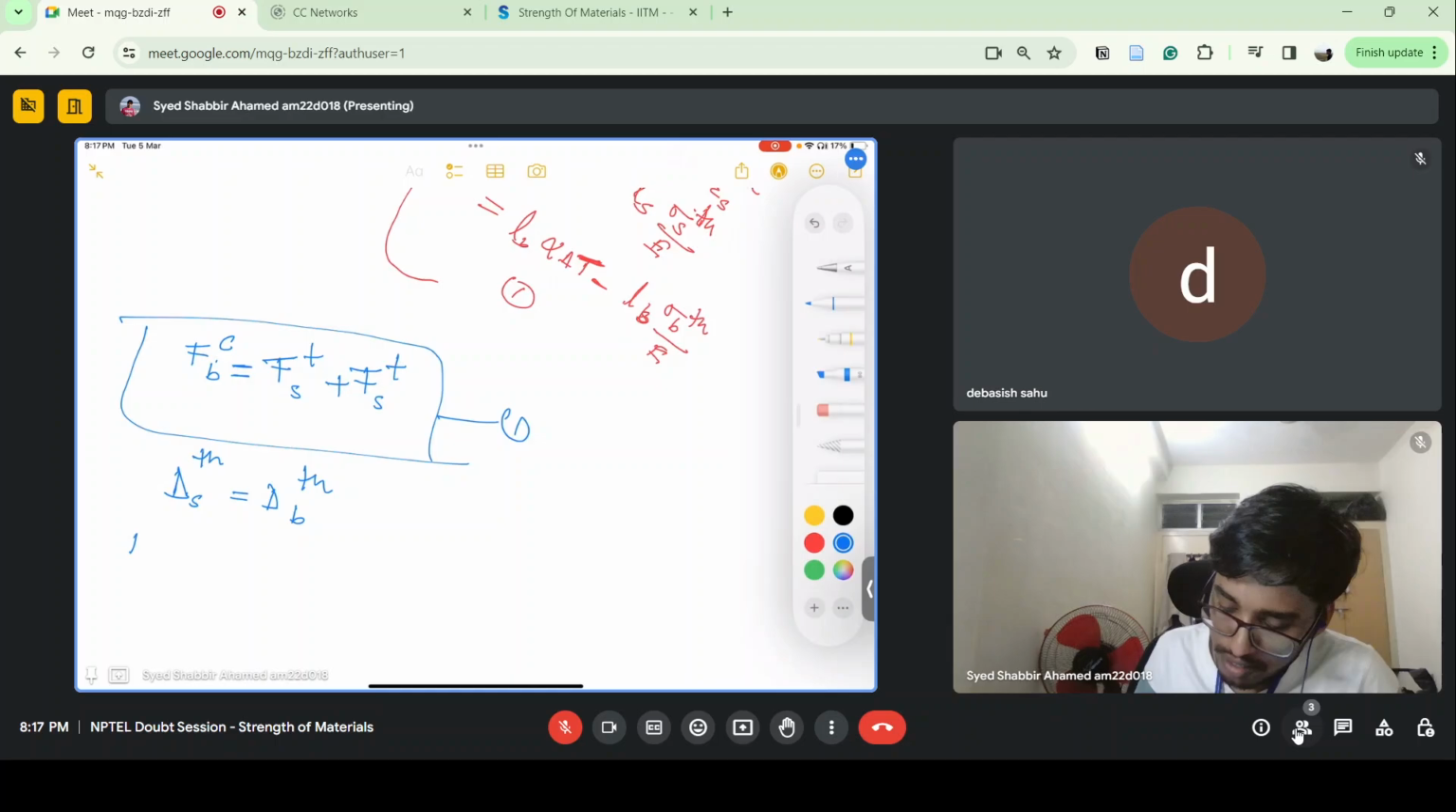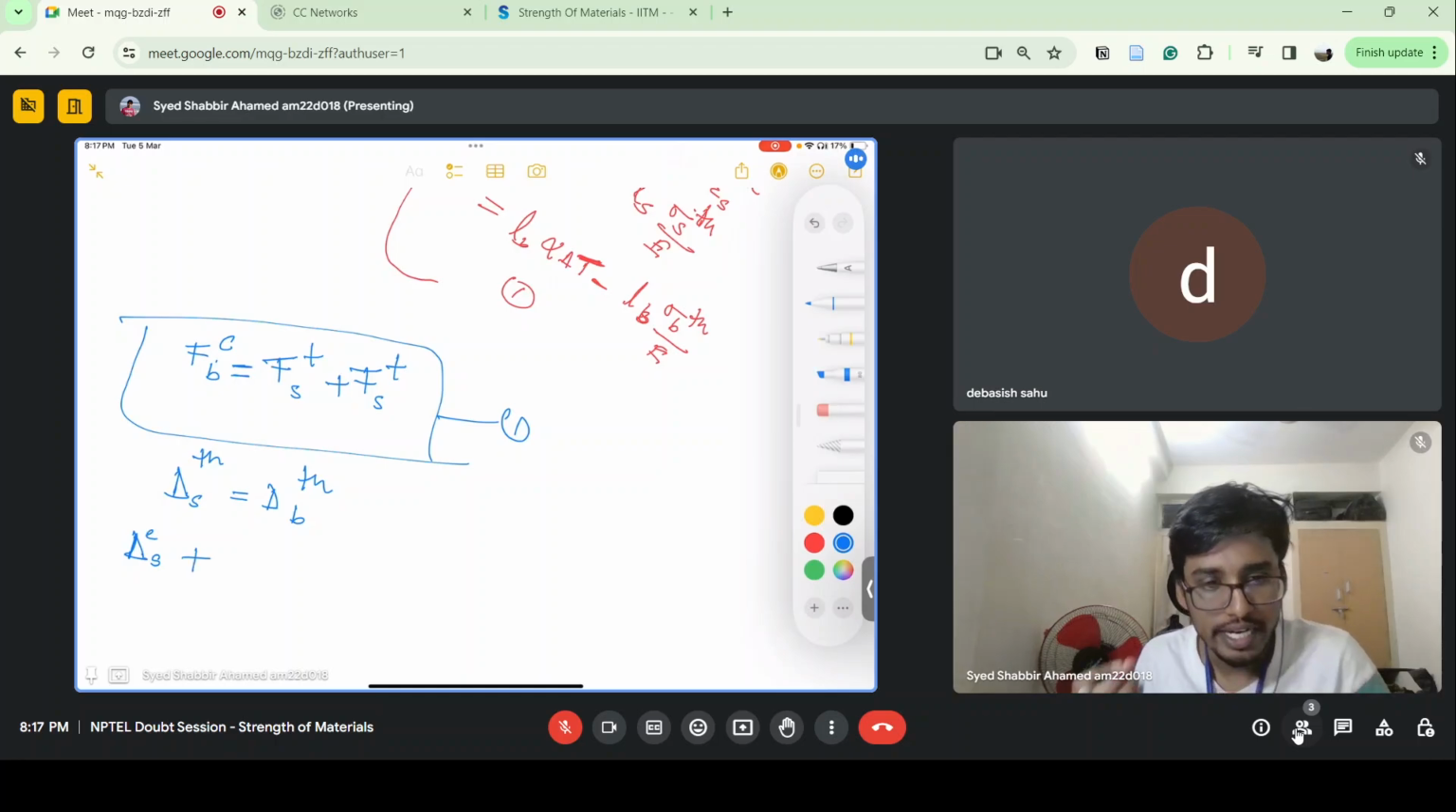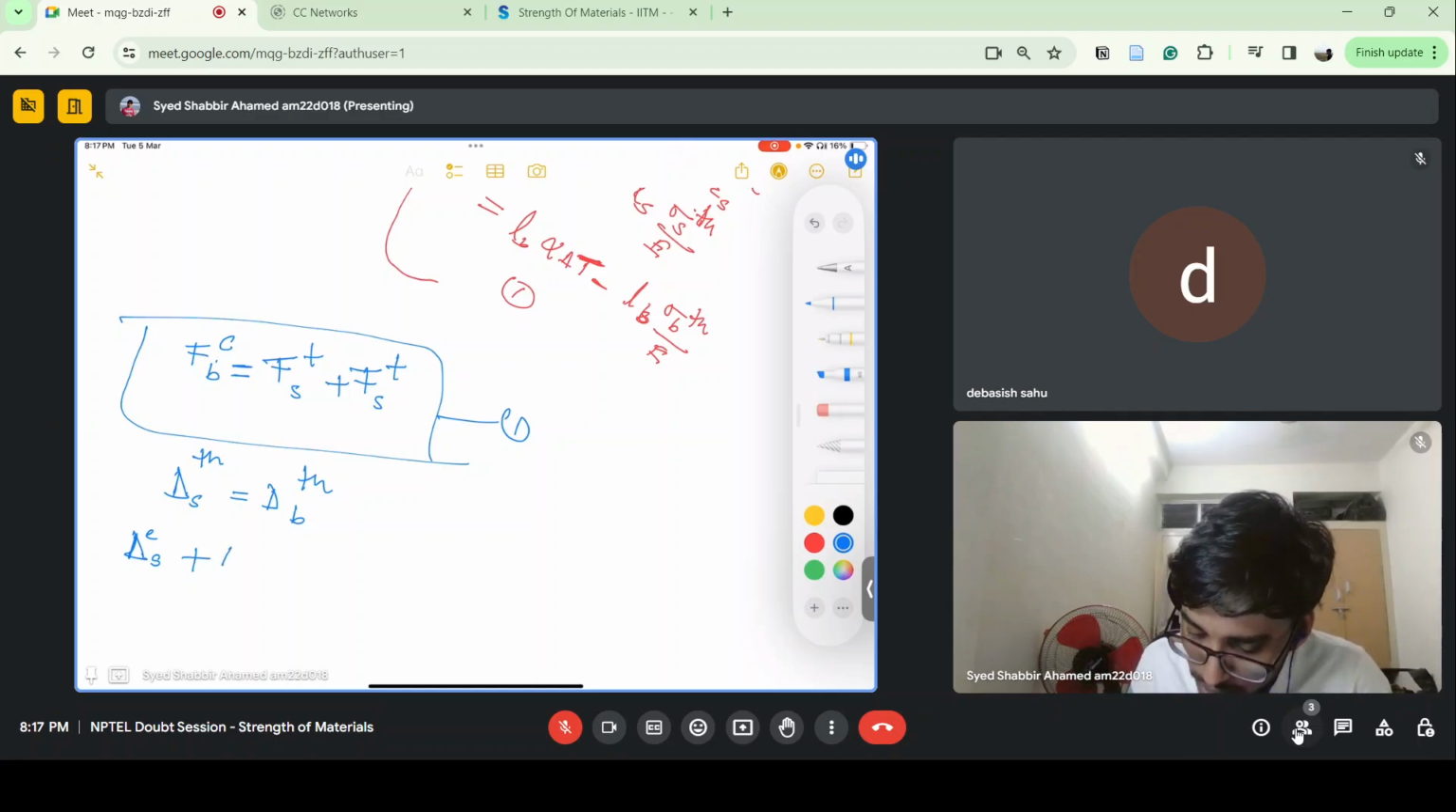And steel is getting a little bit extra elongation. So initially, due to the temperature change, it will have some expansion, and because the bronze is expanding more, some extra elongation will be there. That is due to the thermal stress, you can say.